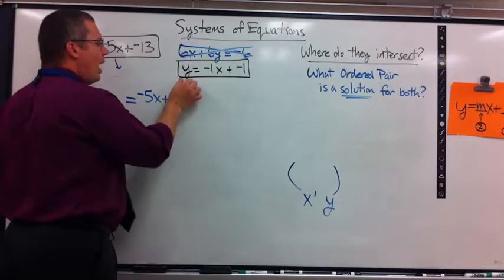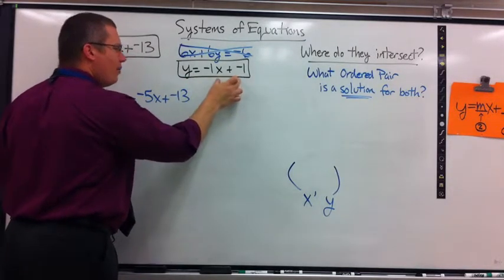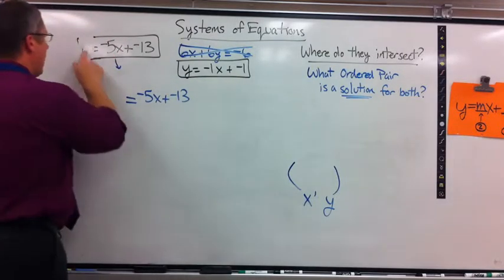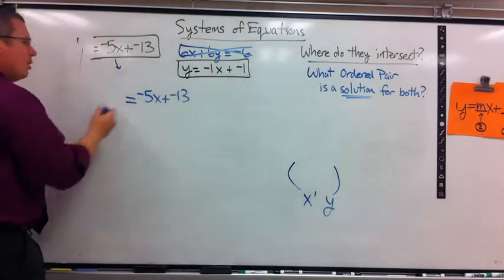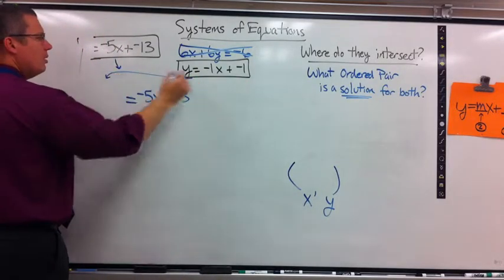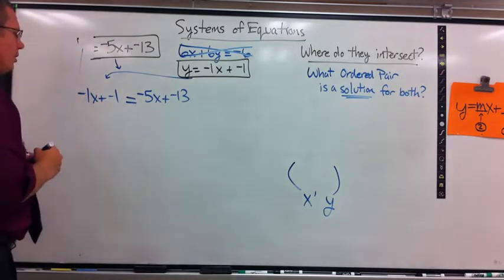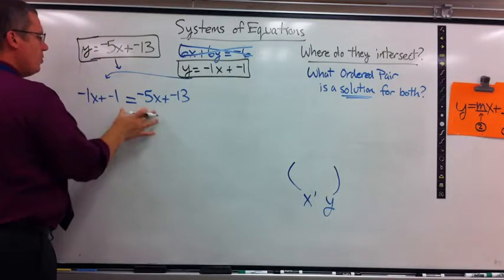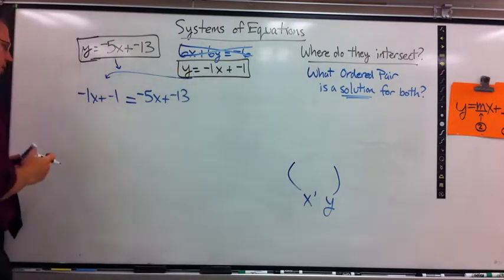Here it says y equals this. So what I'm going to do is drop this in for y. I'm allowed to because I want to know what y is, and guess what? Y equals this. So I'm going to bring this over and put negative 1x plus negative 1. This is a true statement. Okay, I did my substitution. That's what I did. I substituted y equals this.